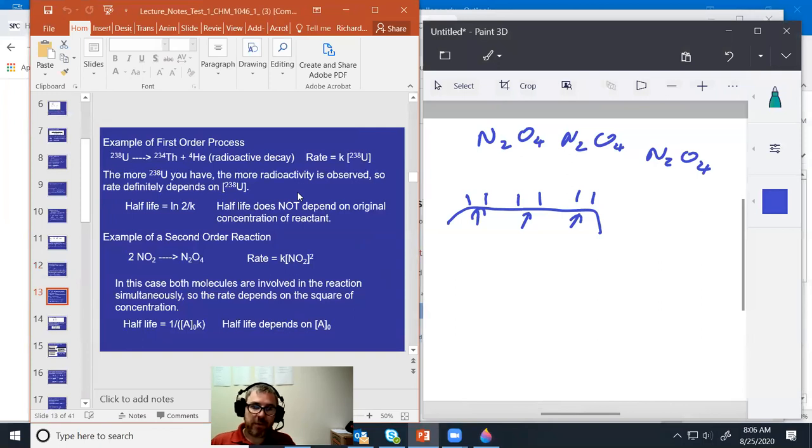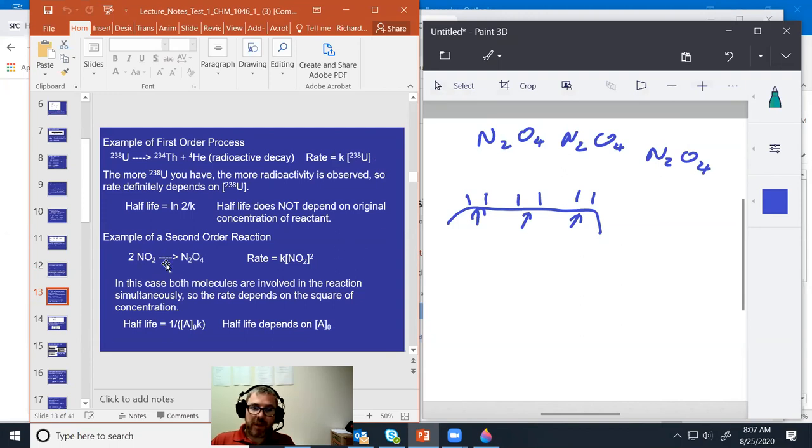So an example of a first order process would be radioactive decay. And in the case of radioactive decay, the rate does depend on the concentration of the reactant, which makes sense because the more of some radioactive compound or radioactive element we have, the more radioactive it's going to be. So a gram of uranium-238 is going to be less radioactive than a kilogram of uranium-238. So that makes sense. So the rate here does depend upon the amount of uranium-238 we have to the power of 1.